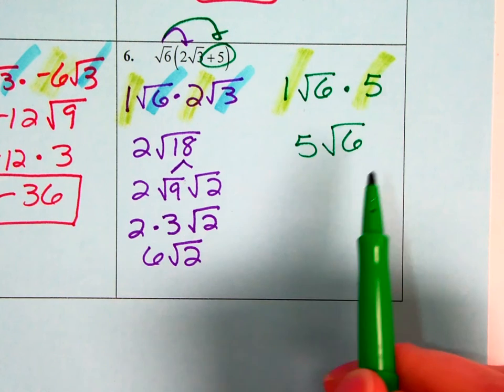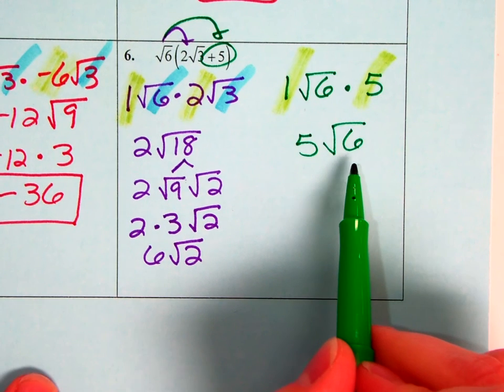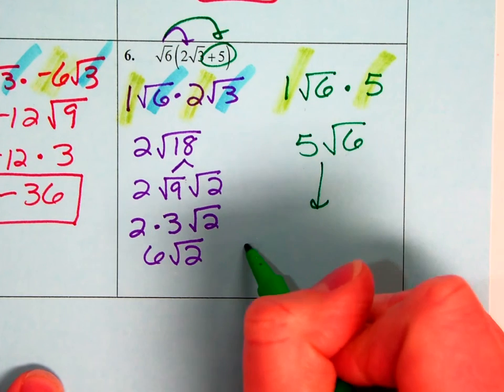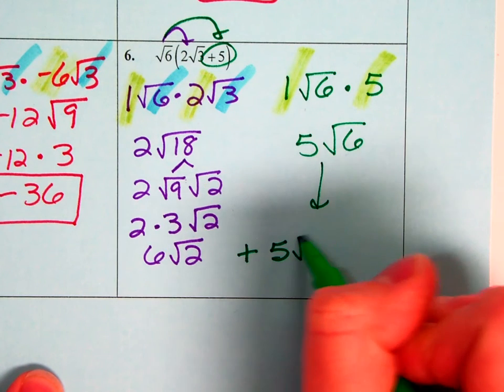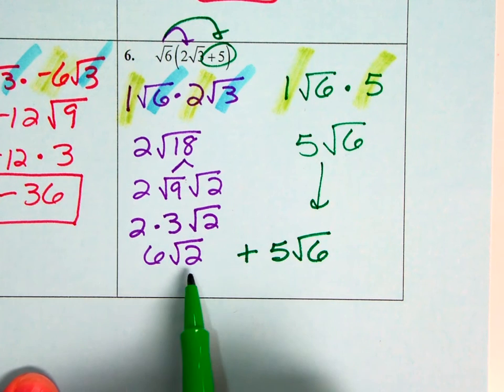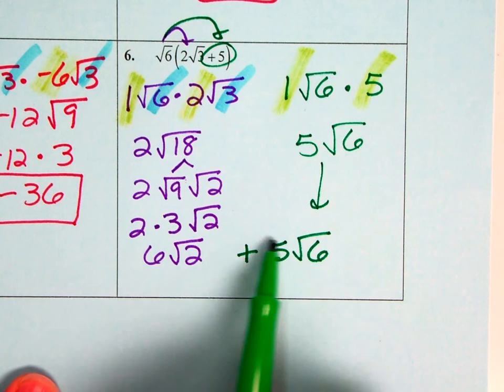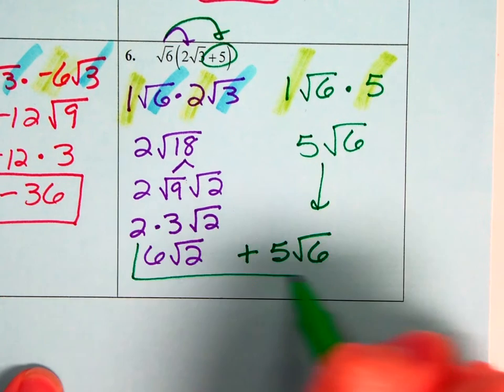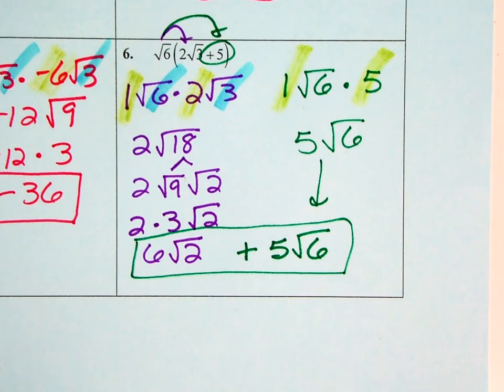Now I need to decide if there's a perfect square that divides into 6 evenly, and there's not, so I'm just going to go ahead and bring that down, and since it's positive, I'll put a plus sign, so it's plus 5 square root of 6. Now, if these were like terms, we would need to add the coefficients and keep the radicals the same, but the radicals are not the same, so we're done.